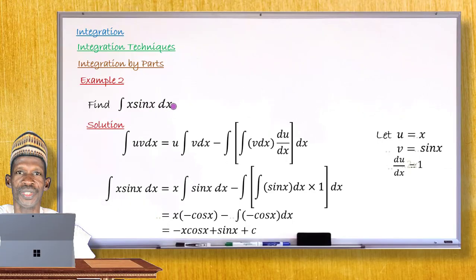With these few examples, I hope you'll be able to find the integral of those special functions where you apply integration by parts as a technique to find those integrals. Thank you for your attention, and let me just move to the last segment.